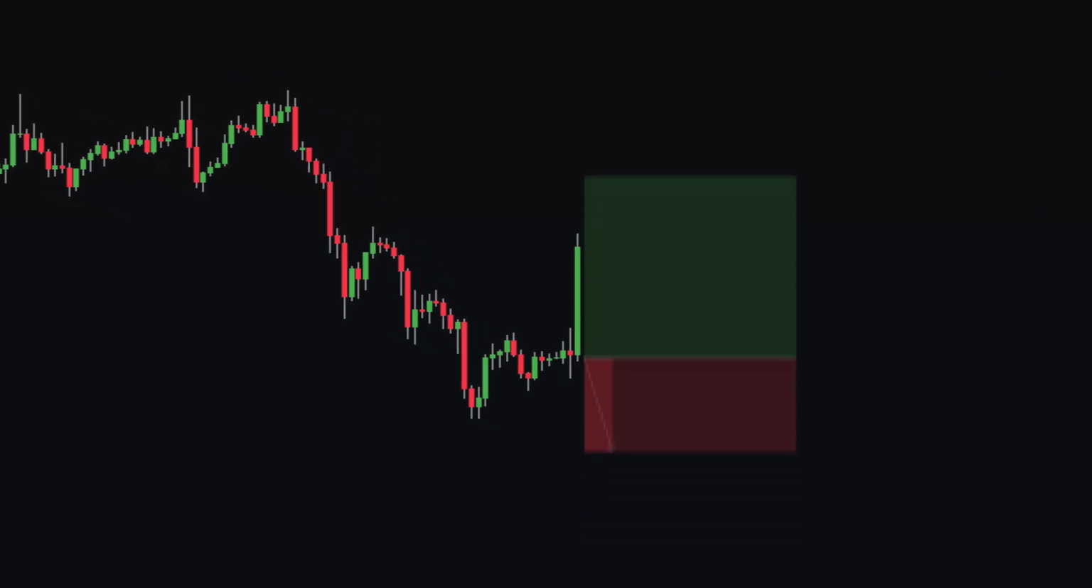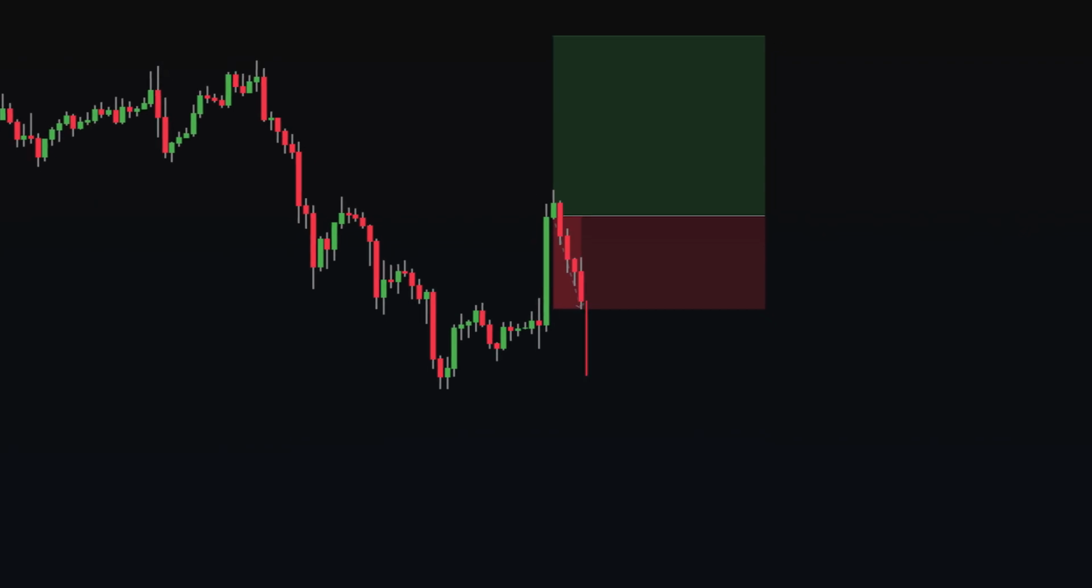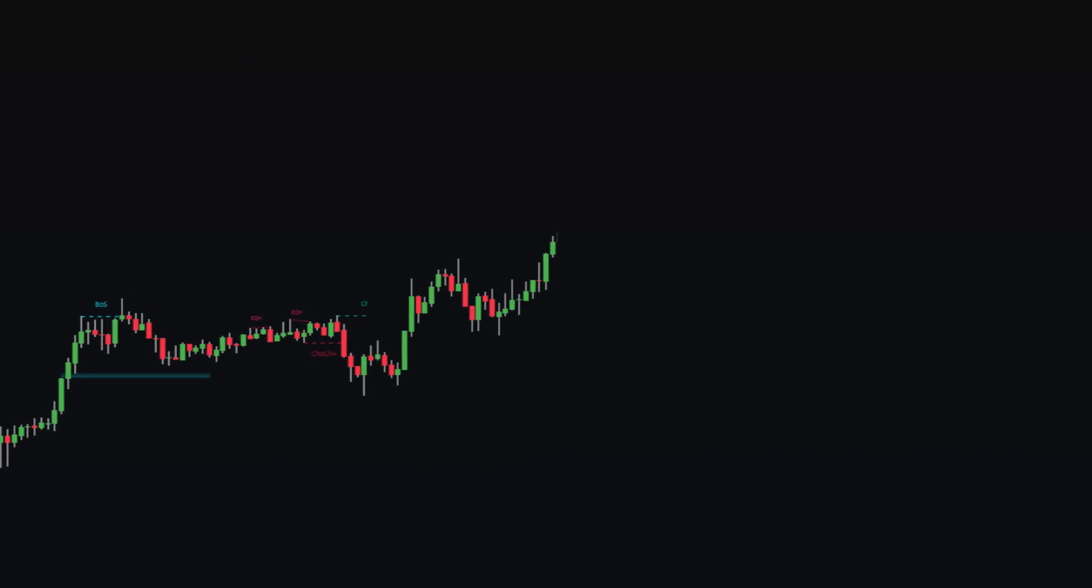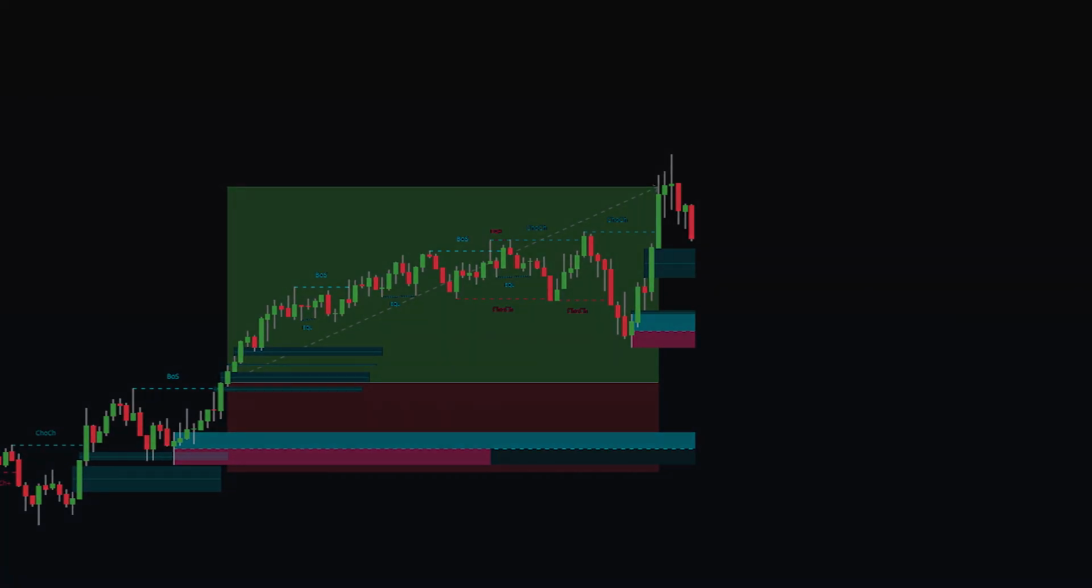Without a proper system to analyze these factors, it's easy to misinterpret market moves and fall into common trading traps. That's why having a powerful toolkit that simplifies these complexities into easy-to-read data can make all the difference in your trading success. Let's dive in.